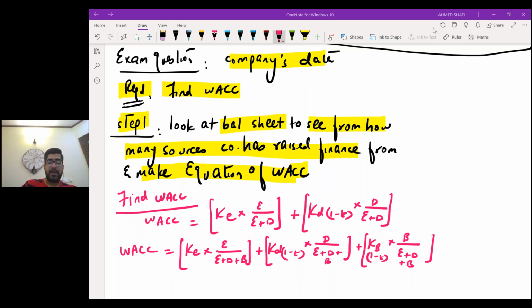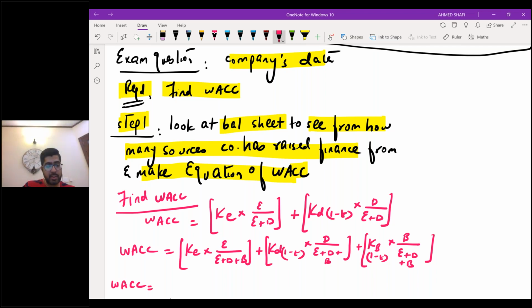Let's suppose the question asks you to find WACC, the cost of capital, that is, how much cost of capital the company is bearing. Step one, you look at the balance sheet and see the company has raised finance from all four sources. There can be a maximum of four sources: equity, debt, bank loan, preference shares. If the company has raised finance through all four sources, it has to give a return to four parties. How will the equation be made? It has to bear four costs.